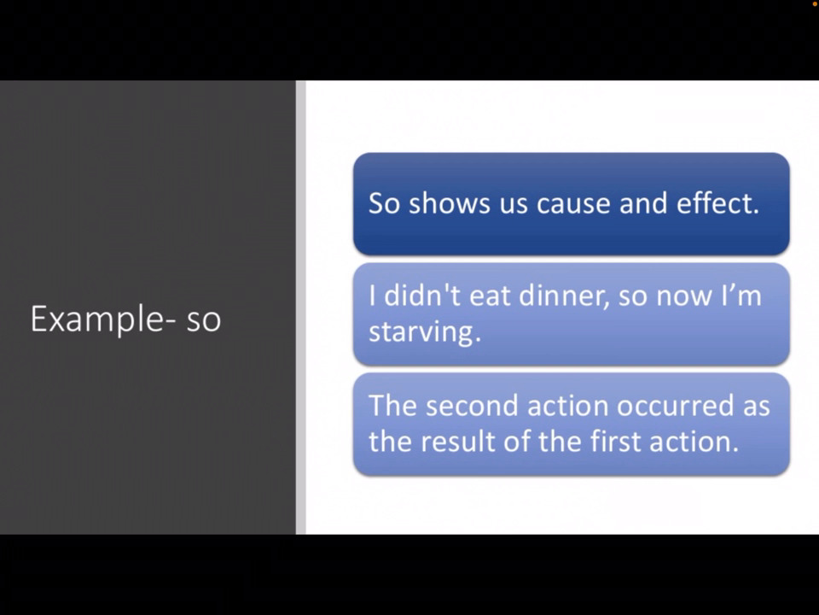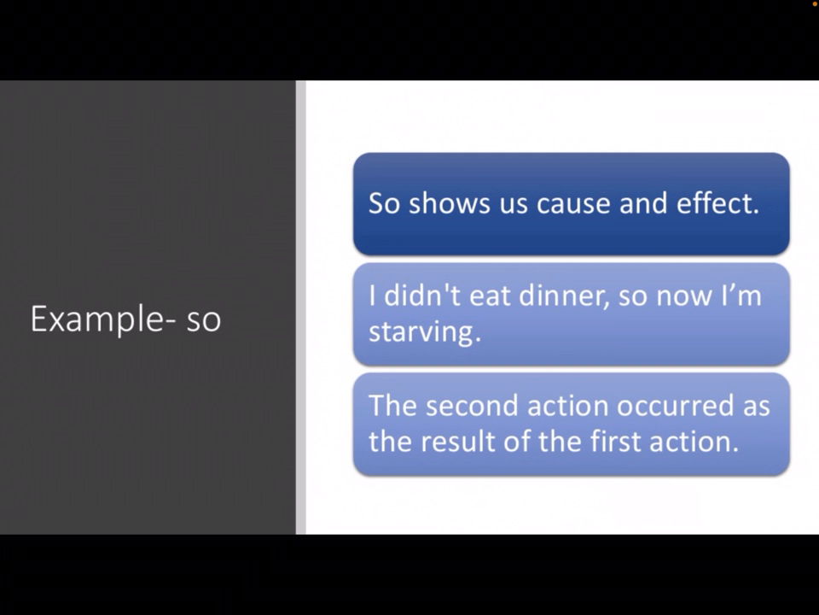Now we have so. As you noticed, I use so a lot. For the students who ask me, what does so mean? Why do you keep saying so? So shows us cause and effect. For example, I didn't eat dinner, so now I'm starving.